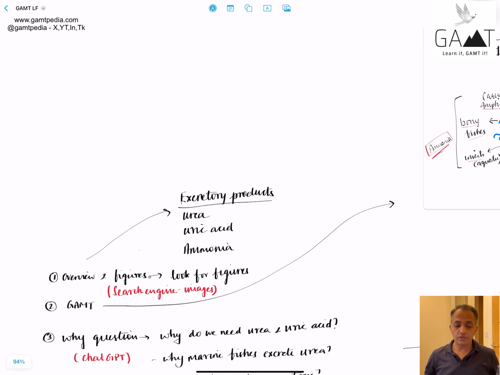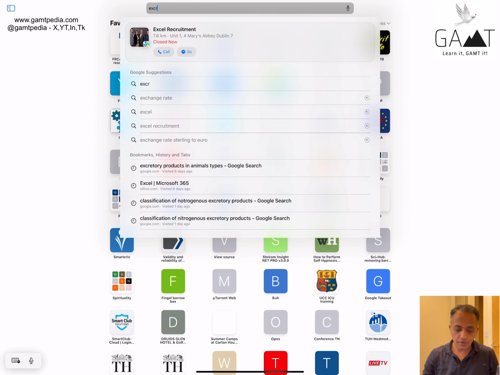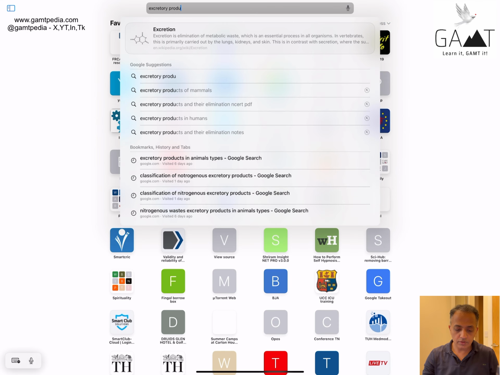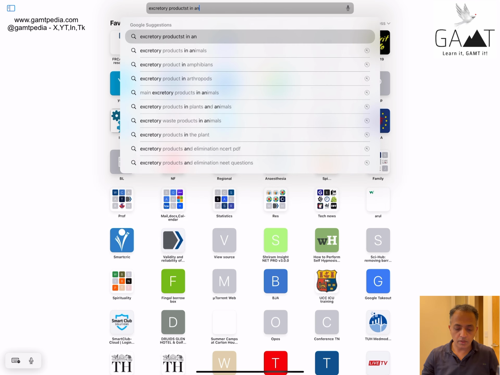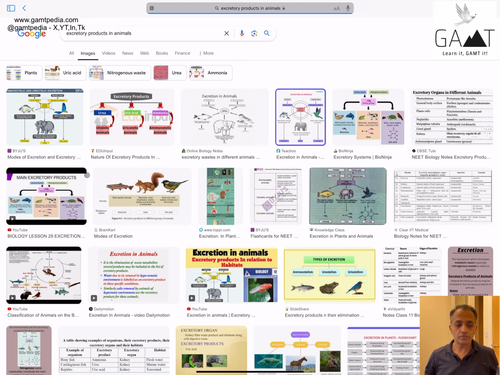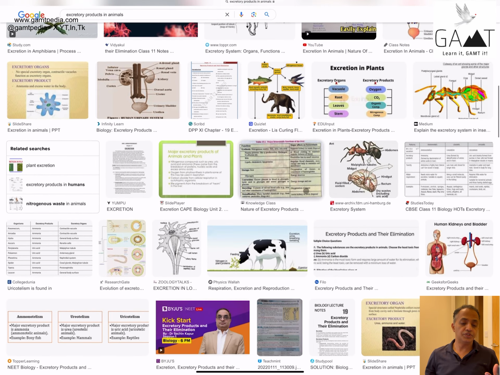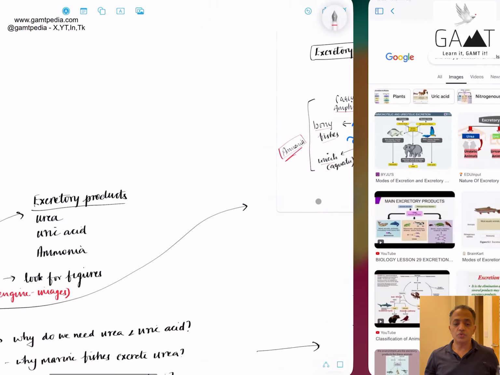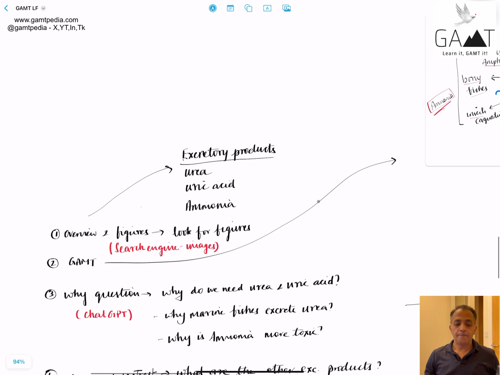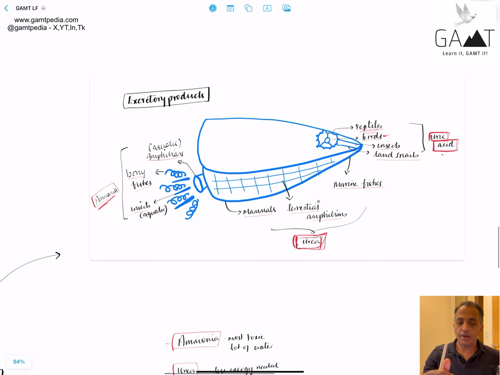Next we're going to look at figures. How do we do that? You just go to Google, type excretory products in animals, press enter, and look at the images. You get a lot of images here, and you can go through them and take screenshots of those images. Once you have enough images, you go to the next step, which is where you create the GAMT. And this is the GAMT that I created based on the two paragraphs.